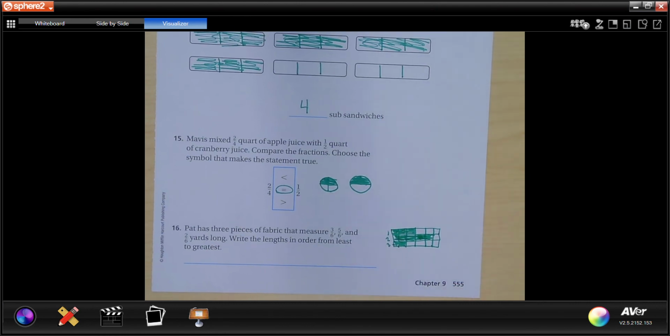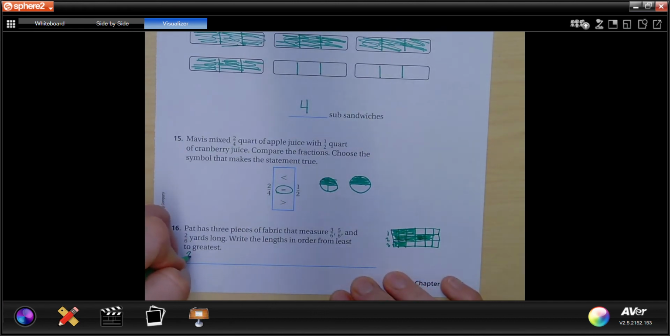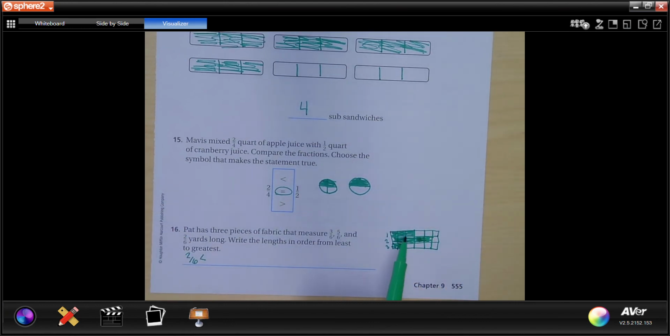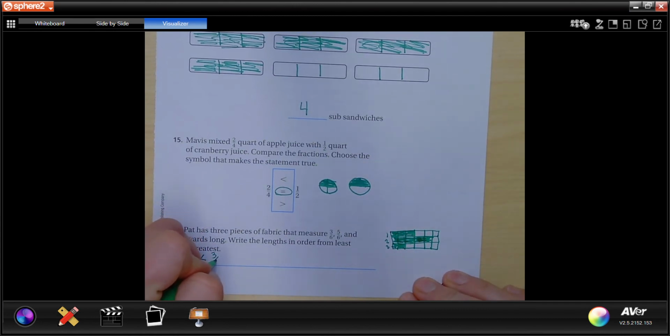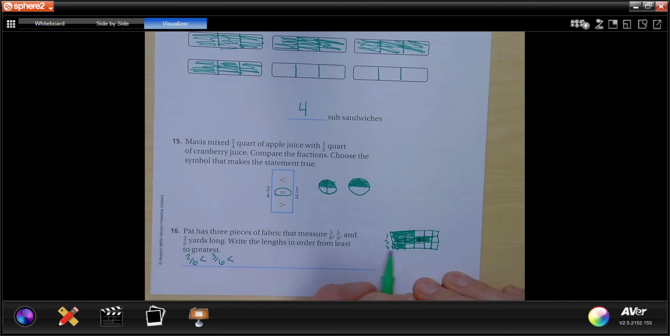Which one has the least? 2/6. So 2/6 is the least. So 2/6 is less than what's next. This one's the shortest next, so that's 3/6. And then that's less than what's left. 5/6.